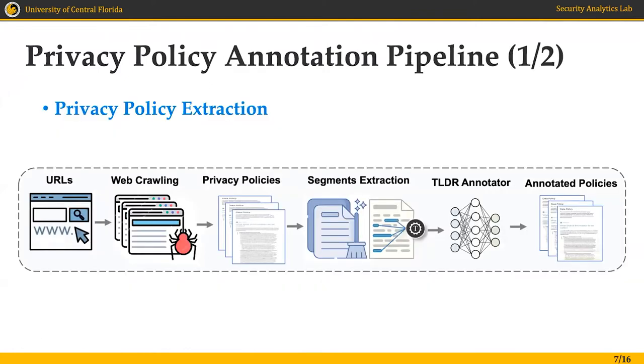And in order to build our annotation pipeline, we started with crawling the compiled online websites and then extracted their privacy policies. We then pre-processed each privacy policy to extract the paragraphs or segments. And then the TLDR annotator takes place by classifying or associating each paragraph to one or more privacy categories. And in the next slide, I will discuss the pipeline design of the TLDR annotator.